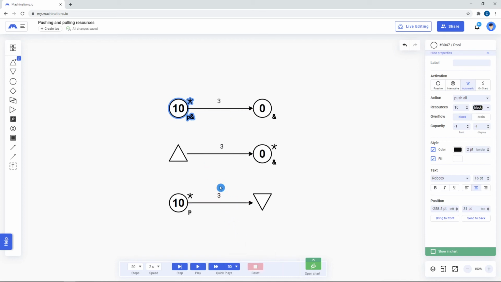Be careful when playing around with action modes. Two nodes that move resources in the same direction will cause double the amount of resources to be transferred.